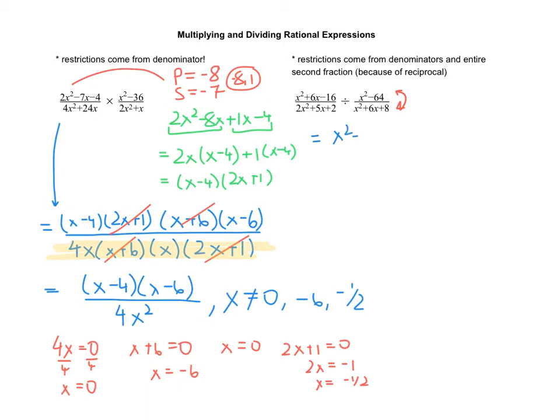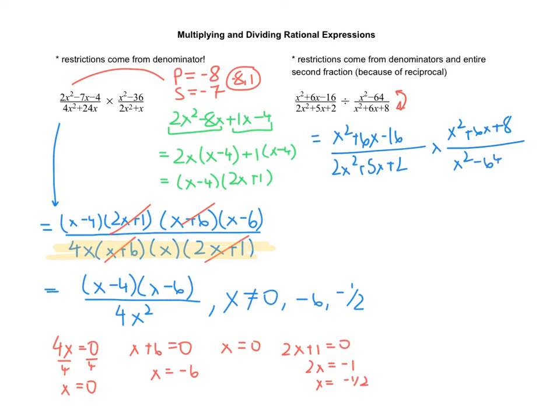So I have x squared plus 6x minus 16 over 2x squared plus 5x plus 2 times x squared plus 6x plus 8 all over x squared minus 64.